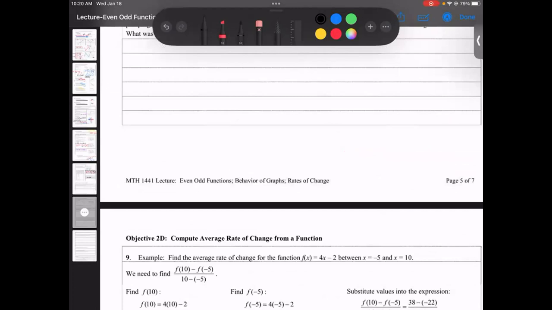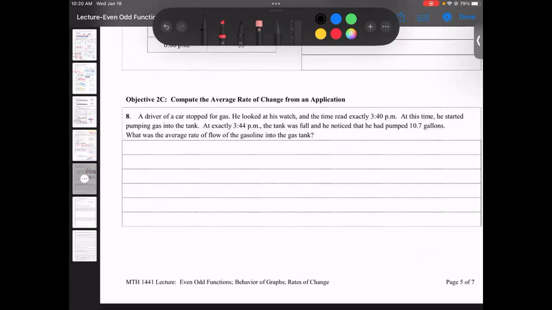Number 8. Objective 2C. A driver of a car stopped for gas. He looked at his watch and the time he read was exactly 3:40 p.m. At this time, he started pumping gas into the tank. At exactly 3:44 p.m., the tank was full and he noticed he had pumped 10.7 gallons. So I'm going to denote 3:40 p.m. as what? You guessed it. X1, which starts at 0. My time starts at 0, right? And then I start counting.